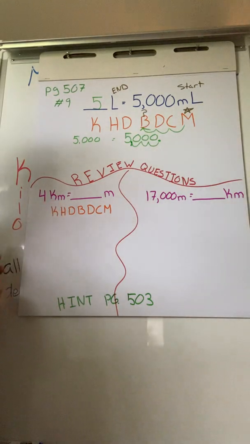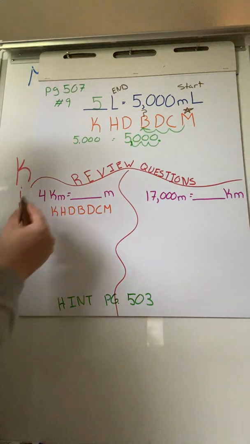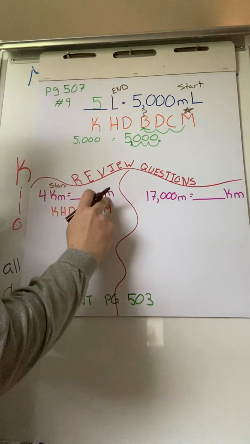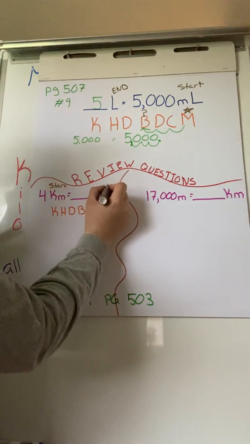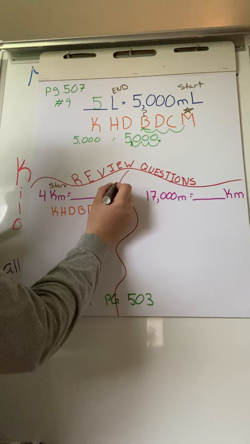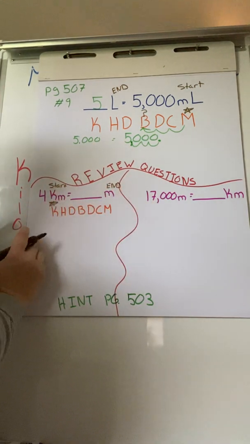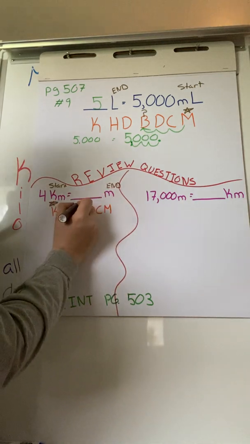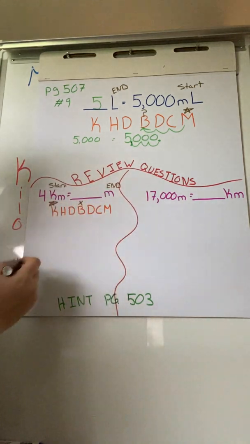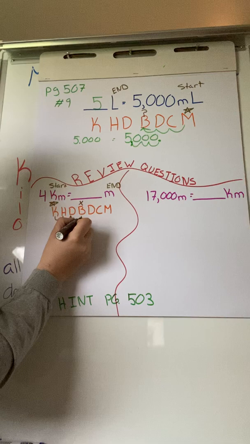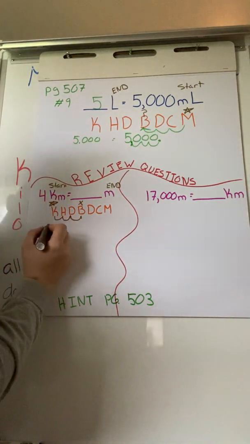So I have 4 kilometers. So this is my start. I'm going to meters. So this is my end. So K for kilometers, put my star for start, M at base, X for end, and I'm going to move my decimal. So I move it 1, 2, 3 place values. So I'll bring my 4 down.